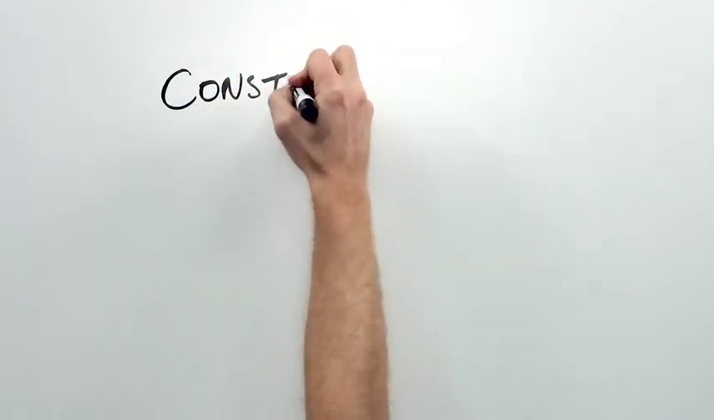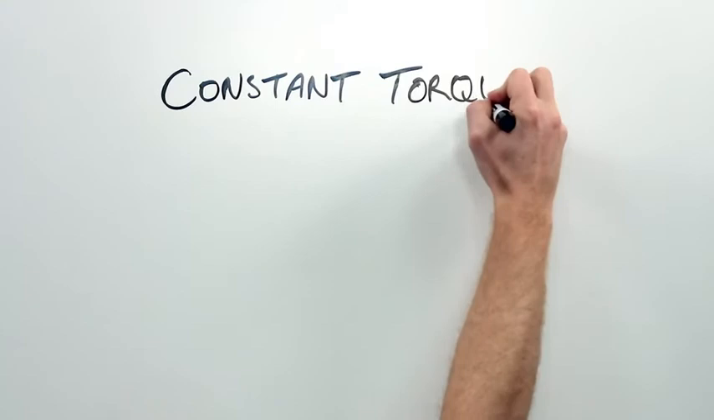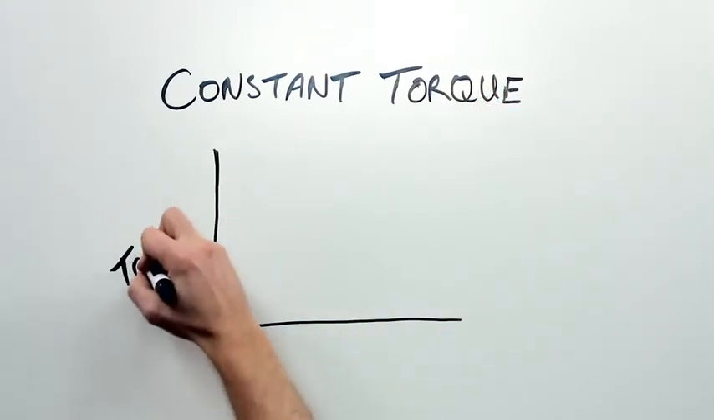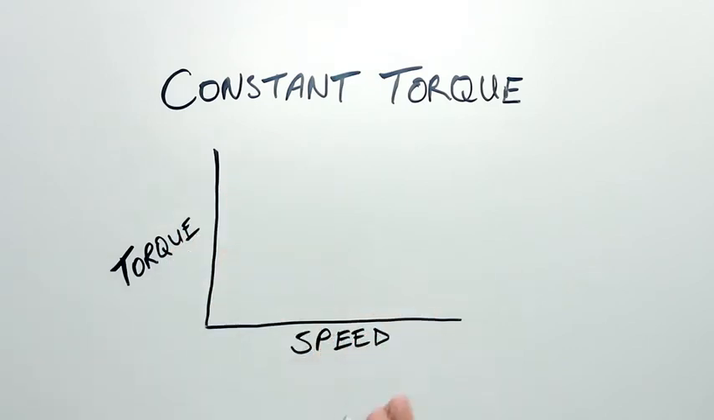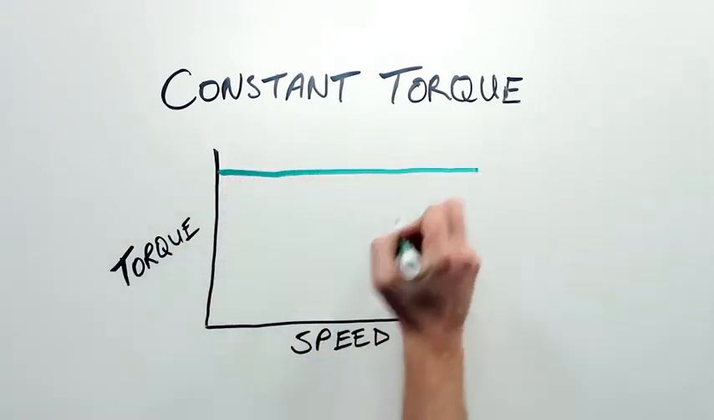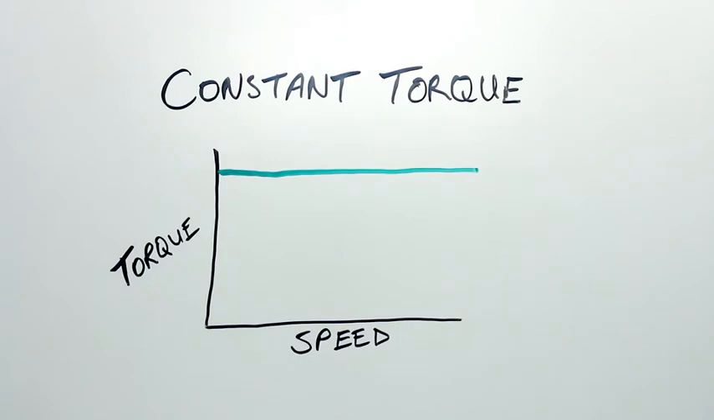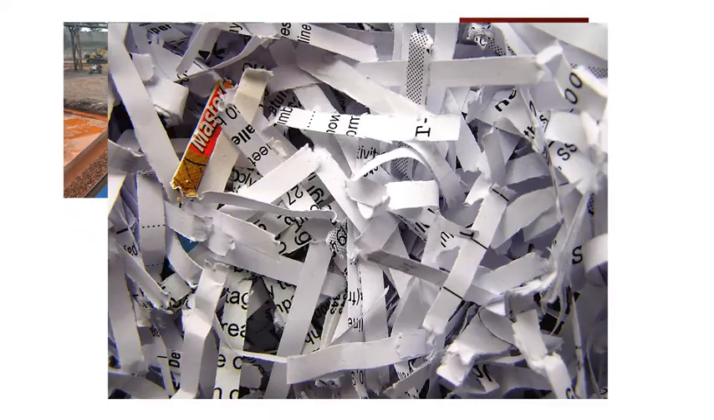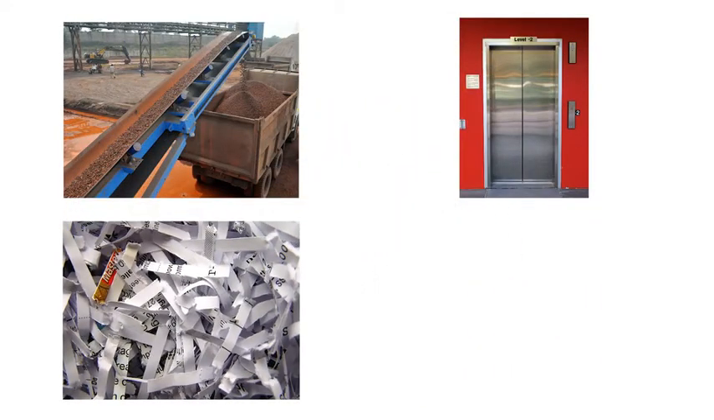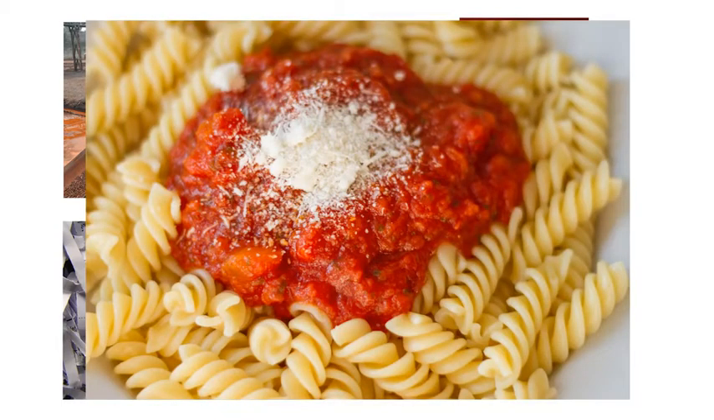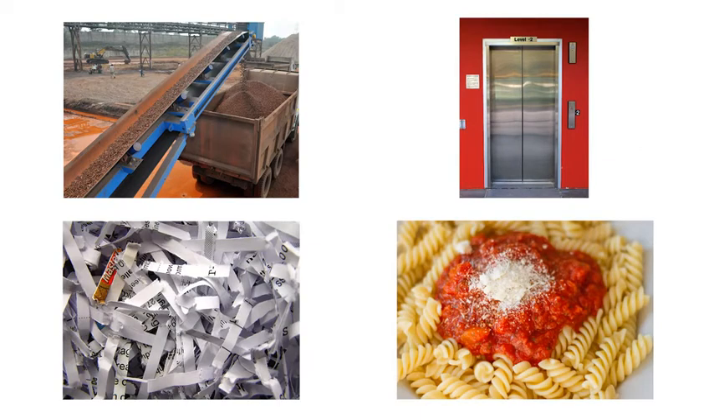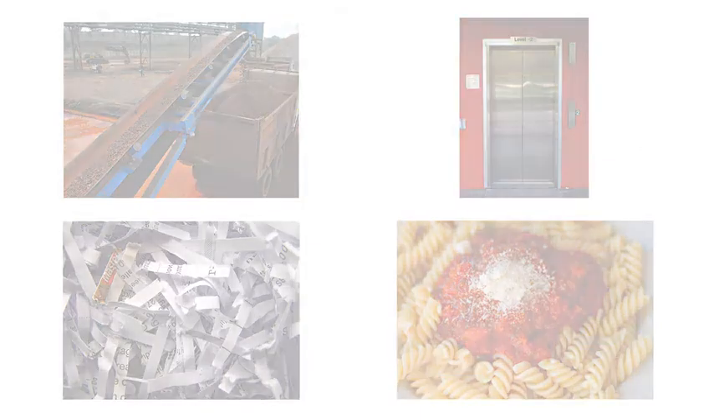If the load is not variable torque, it's likely what's called a constant torque load. Constant torque loads require the same amount of force to move the load at slow speeds as it does at higher speeds. Examples of constant torque loads are conveyors, elevators, shredders, or extruders that extrude the pasta that you buy at the grocery store. Basically, any load that isn't a fan, pump, blower, or compressor.